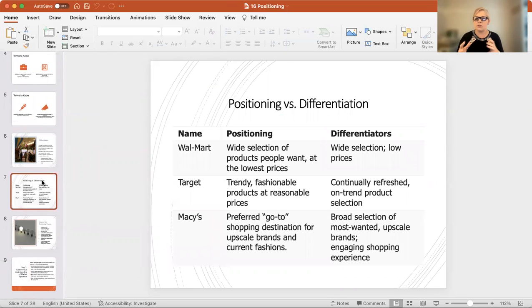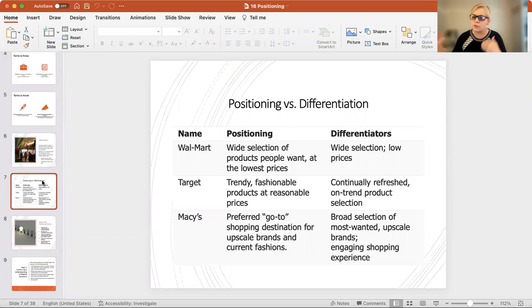Okay, what's the difference between positioning and differentiation? Well, we've got a couple of examples here. So positioning: Walmart is a wide selection of products. Target is trendy, fashionable, at reasonable prices. That's the kind of consumer in the market they're in. Macy's was a preferred go-to shopping destination for upscale brands. They've kind of gotten away from that in the last few years, but that's how they originally positioned themselves, and that's what they hope to get back to.